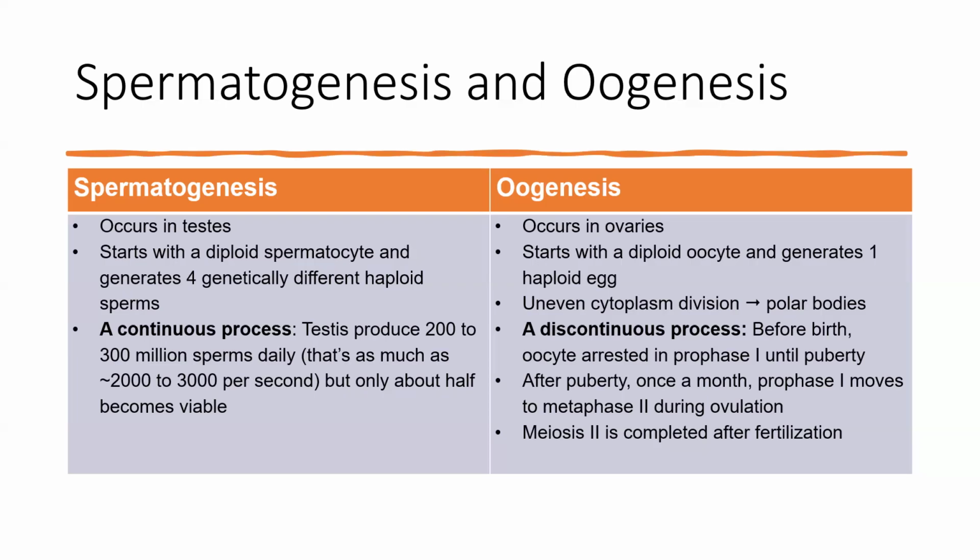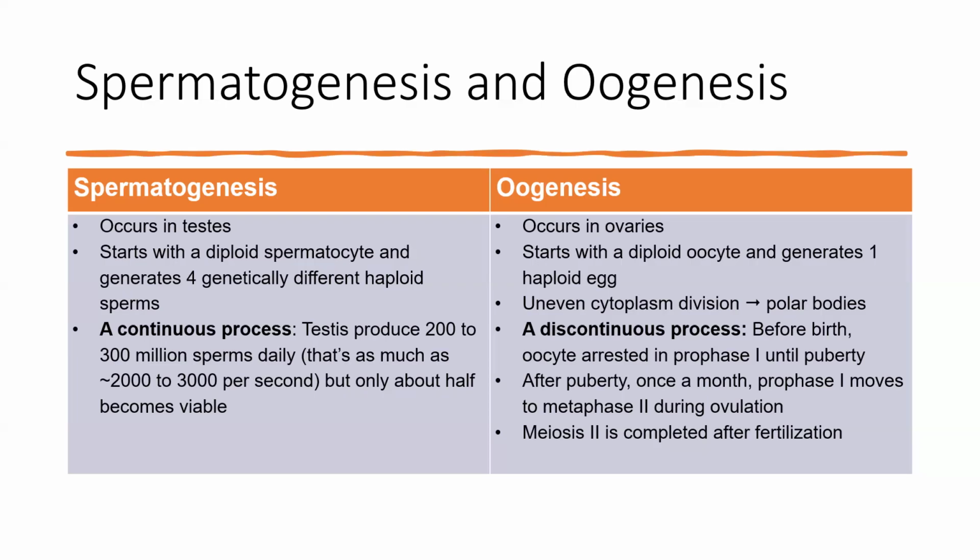After puberty, roughly once a month, per cycle, one egg will be chosen to continue to go from prophase all the way to metaphase 2, right? And then if the egg gets fertilized, and only then, will meiosis be complete.